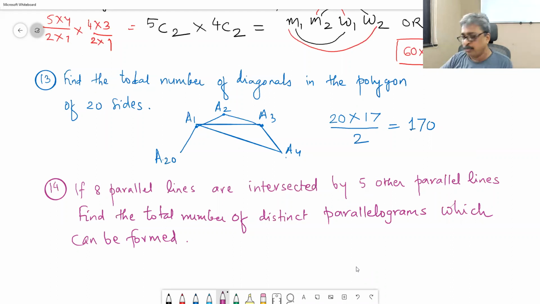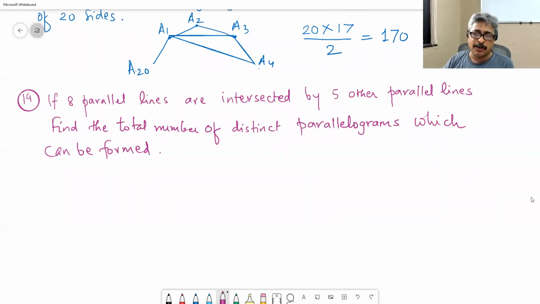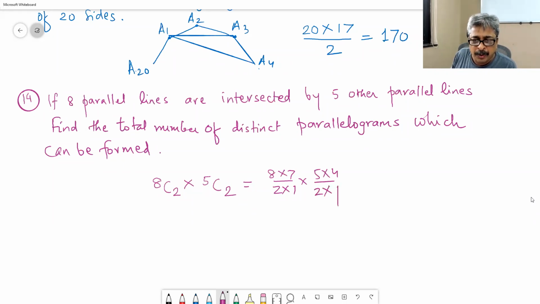For any parallelogram to form, you require 2 lines from the first set of 8 parallel lines and 2 lines from the other set of 5 parallel lines. So we need to choose 2 lines out of 8 and 2 lines out of 5. This is 8 into 7 upon 2 into 1, into 5 into 4 upon 2 into 1. That is 280.